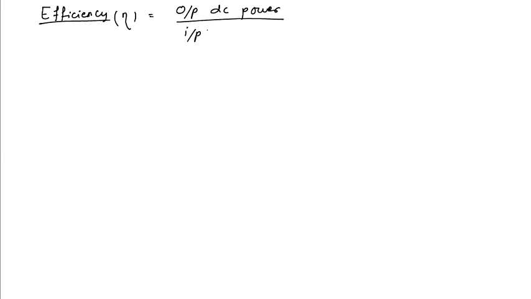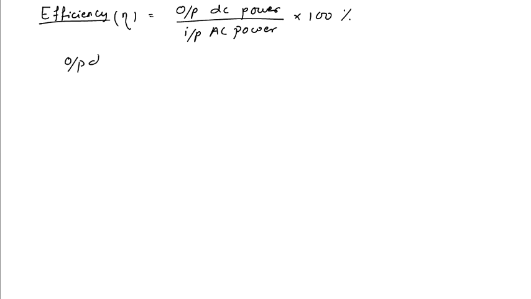Now second, we will calculate the efficiency of a rectifier. Efficiency of a rectifier is the ratio of output DC power to input AC power. It means we are supplying input AC to a rectifier and it is converting it into DC, pulsating DC. Now we will calculate the power which is available at the output and the power which is supplied to the rectifier, and based on this we will calculate its efficiency in percentage.